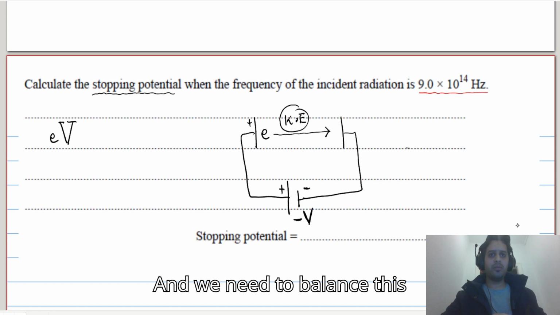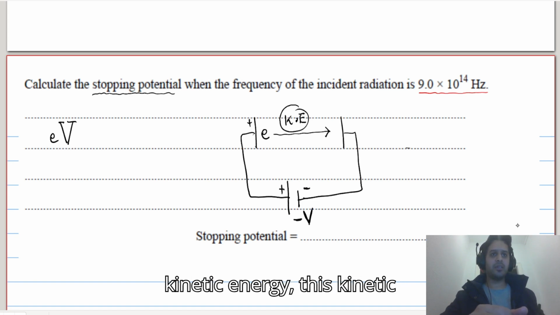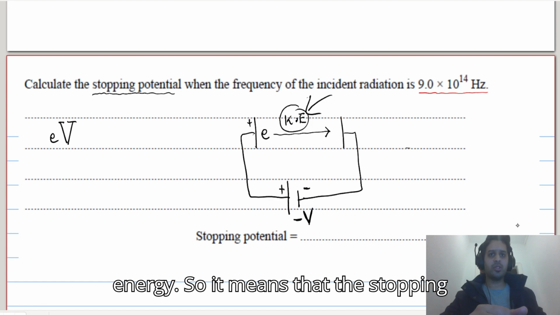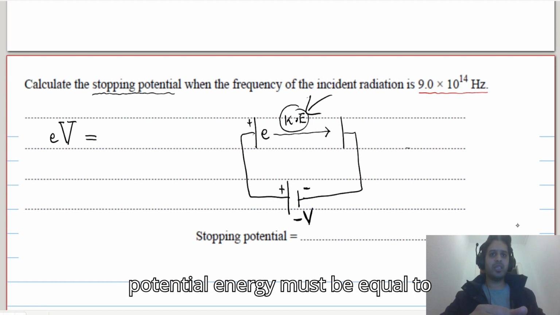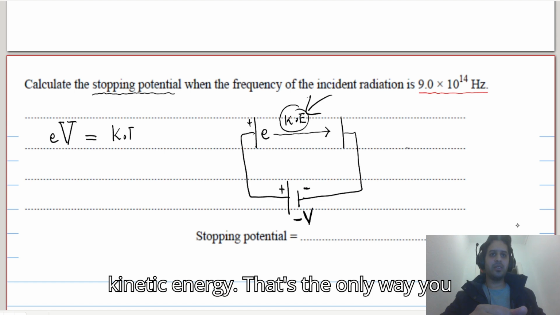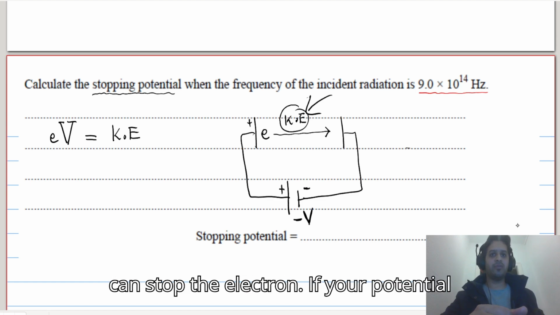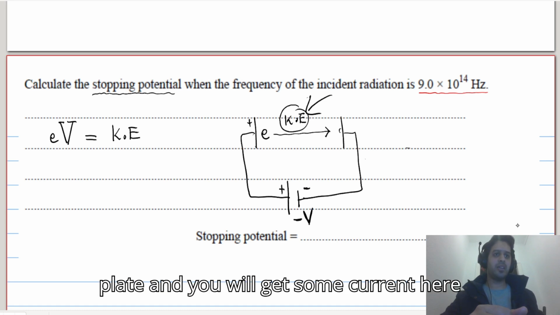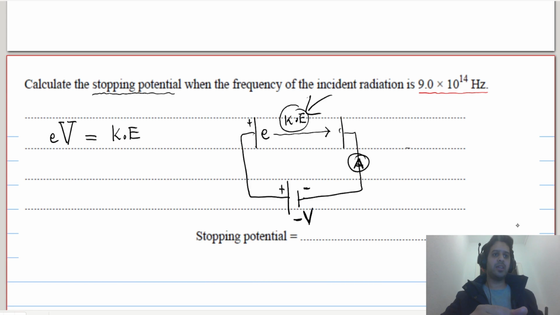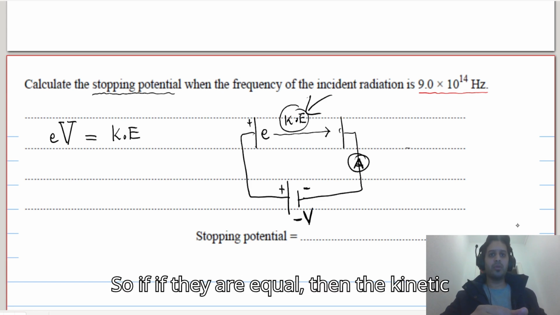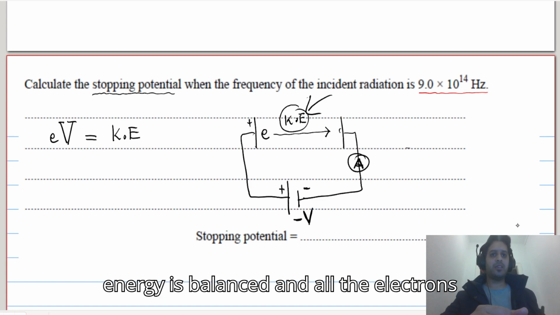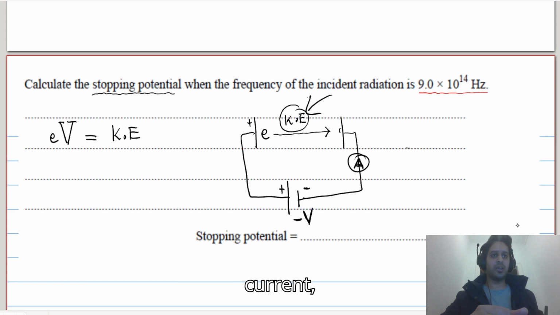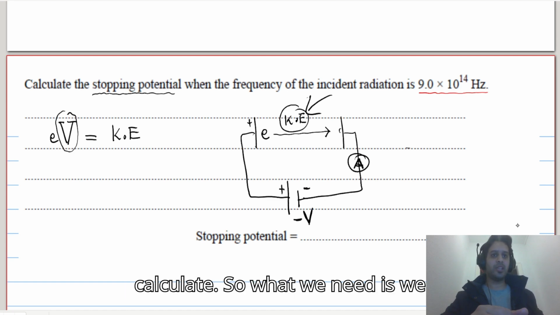And we need to balance this kinetic energy. So it means that the stopping potential energy must be equal to kinetic energy. That's the only way you can stop the electron. If your potential energy is smaller than the kinetic energy, then the electron will reach this plate and you will get some current here in the ammeter. So if they are equal, then the kinetic energy is balanced and all the electrons will be stopped and you will get zero current. This potential is the potential that they are asking us to calculate.